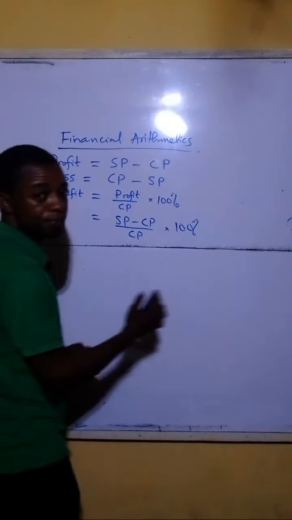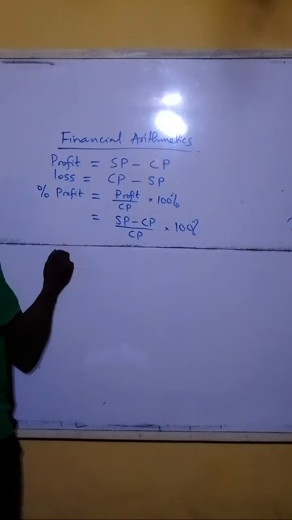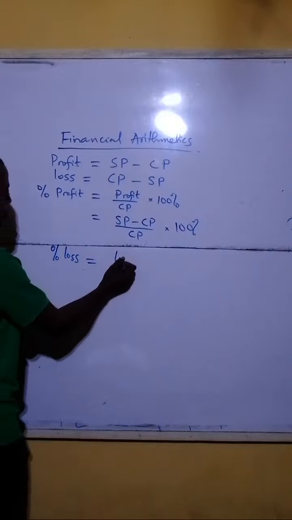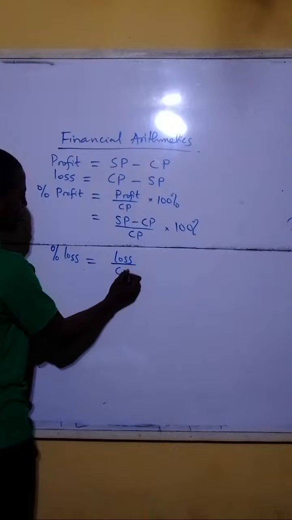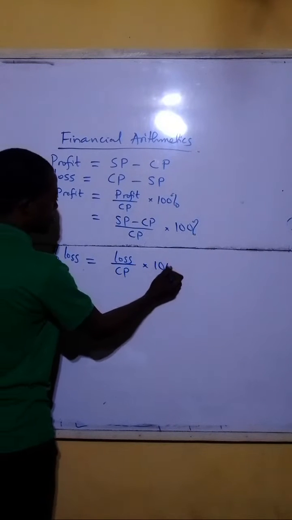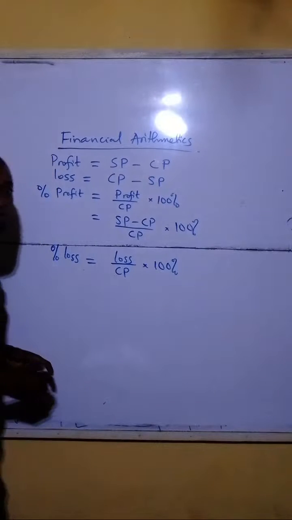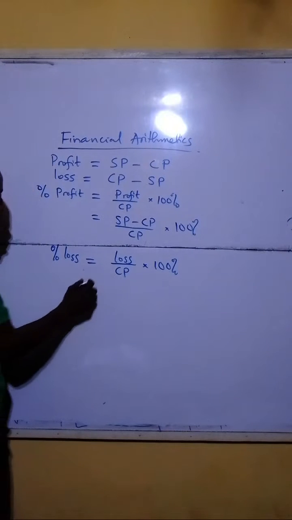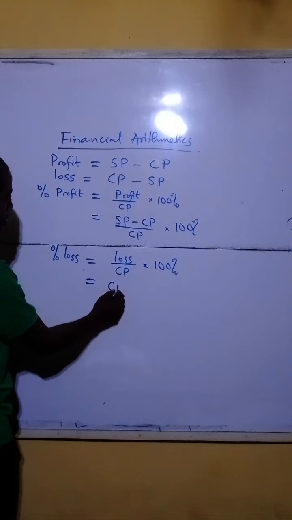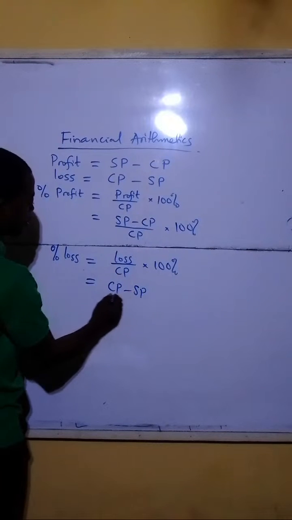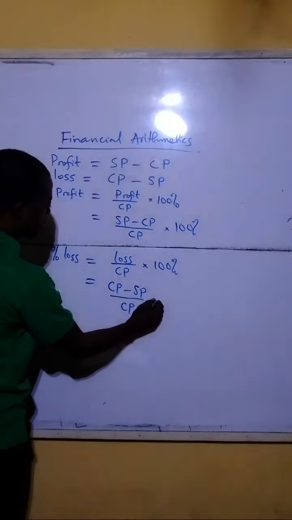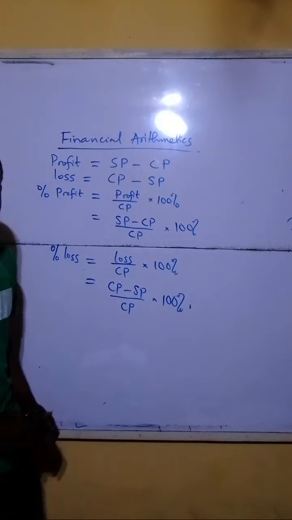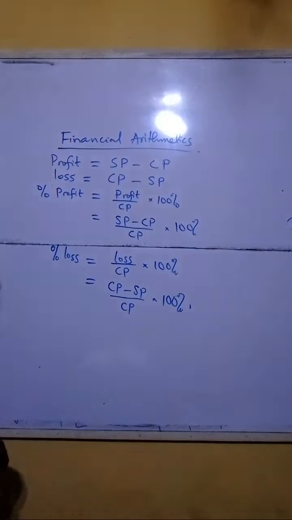Then, the same way for percentage loss. Percentage loss equals the loss over the cost price times 100%. And since the loss is cost price minus selling price, it is cost price minus selling price, over cost price, times 100%. So either of these formulas is useful here under financial arithmetic.